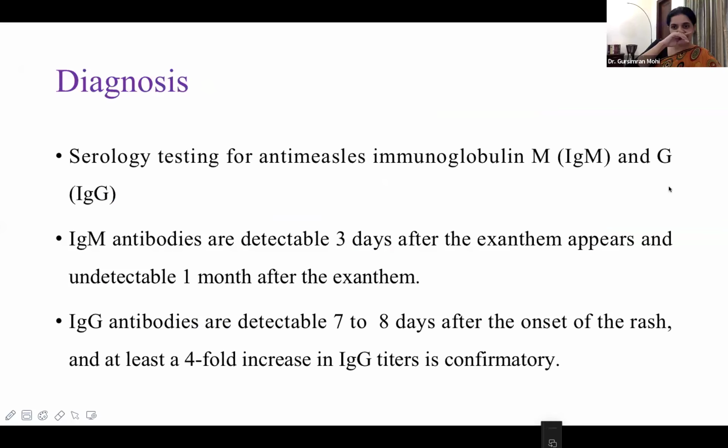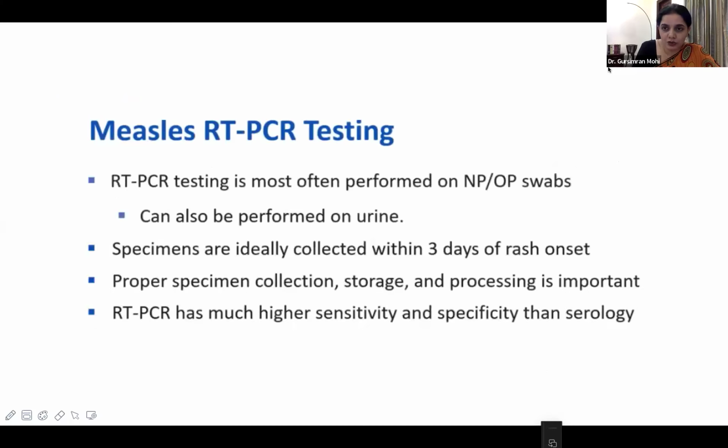So coming on to diagnosis. Diagnosis is by serology. In serology, we do IgM testing. This IgM testing is done on the serum sample. And then we can do the IgG testing. In this, we have to see the 4-fold rise of IgG. And then we can do the PCR testing also.